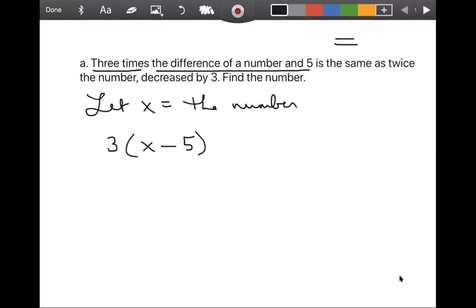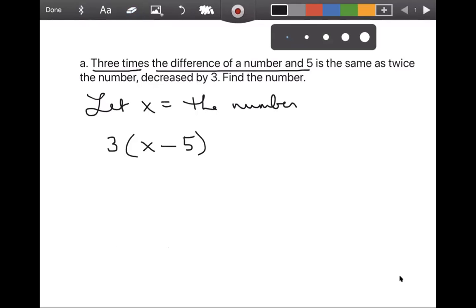So in case you're wondering why it is not 3x minus 5, it's because that would not be 3 times the difference of a number and 5. That would be the difference of 3 times a number and 5. Okay, all right, so let's get rid of that.